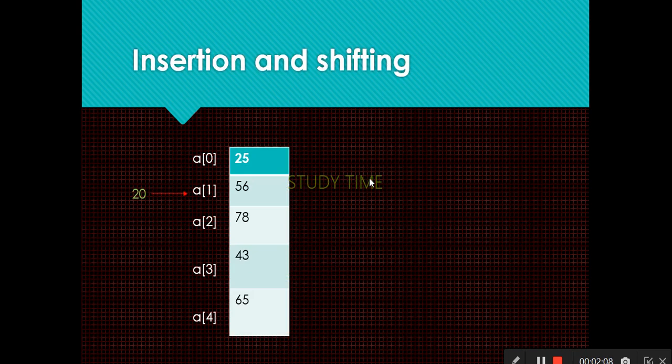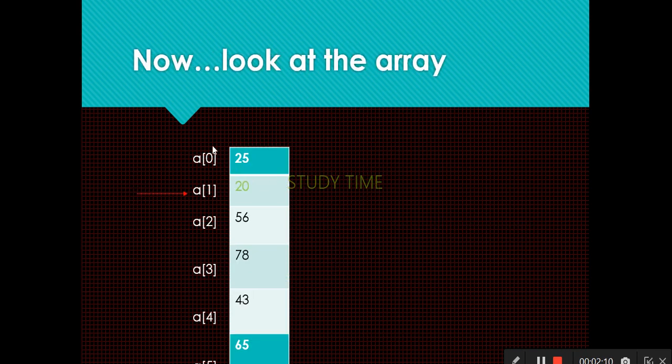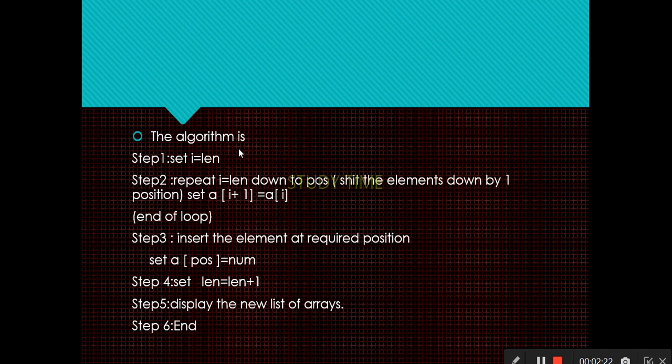Insertion and shifting. Now, look at the array. A0, A1, A2, A3, A4, A5. The algorithm is: Step 1, set I equals len. Step 2, repeat I equals len down to POS, shift the elements down by one position, set A[I+1] equals A[I]. End of loop. Step 3, insert the element at required position.